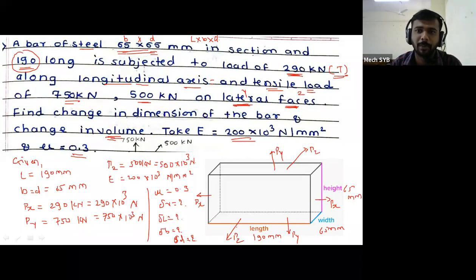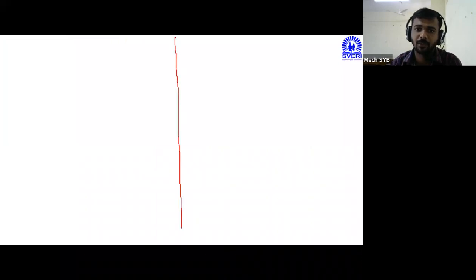For the longitudinal axis, they have not mentioned tensile, but we have to consider it as tensile because they have not mentioned the word compressive. And for the remaining two, they have mentioned tensile loads of 750 and 500. Therefore, we have to take these as tensile loads. Okay, so this is the statement, and as per the triaxial conditions, we have to use the formulas and find out the answers. Now start your solution one by one and send your answers in the chat box immediately.